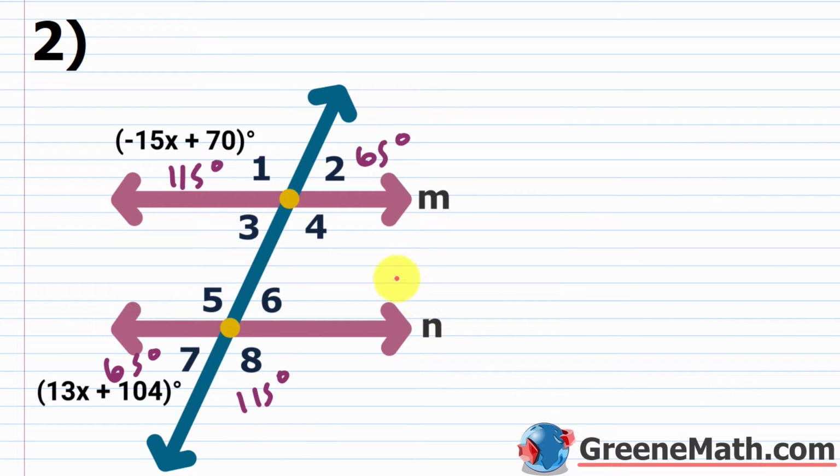Now for the rest of them, you could think about 1 and 4 as vertical angles. So basically they're going to have the same measure. So for this one, it's going to be 115 degrees. And then 2 and 3 are vertical angles, so they would have the same measure. So this is 65 degrees here.